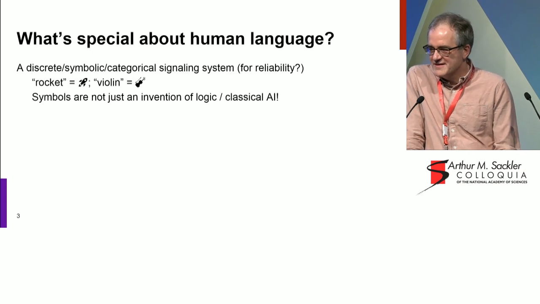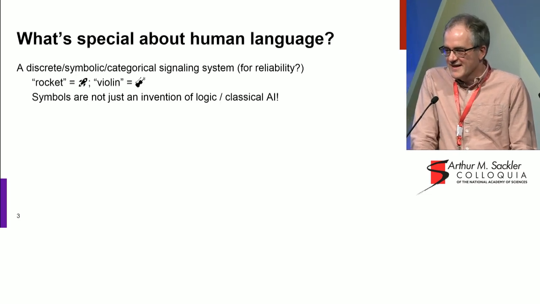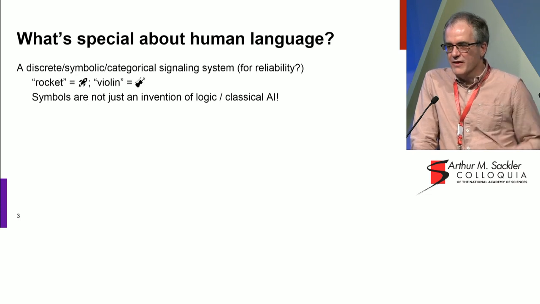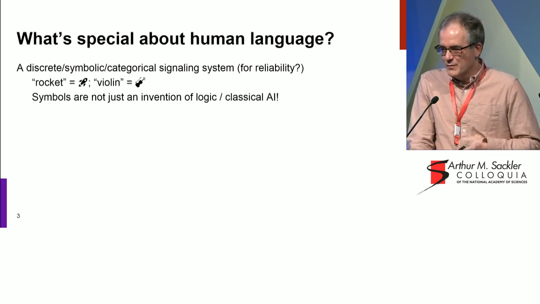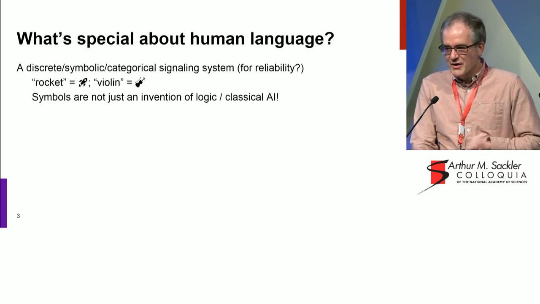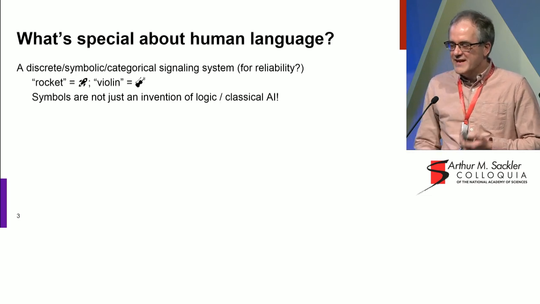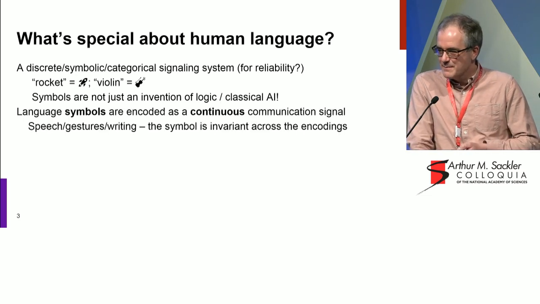Language is also interesting in another way, because language is a discrete symbolic or categorical signaling system. We have words like rocket and violin, which refer to classes of entities in the world. Sometimes in the modern deep learning world, people think that symbols were just this mistaken invention of logic or classical AI, but they're very inherent to our human languages.